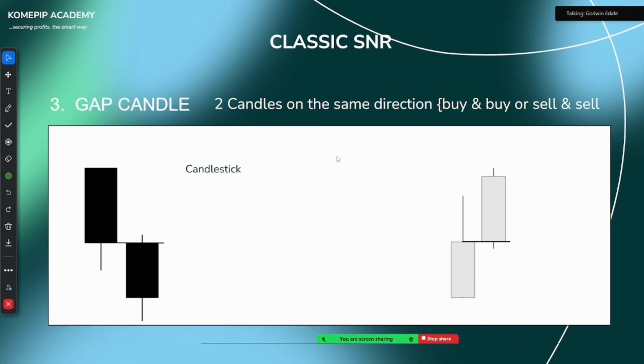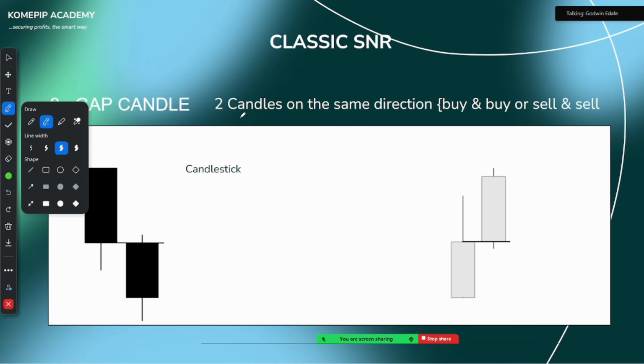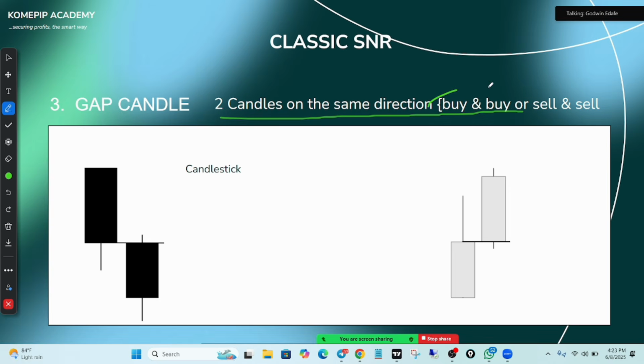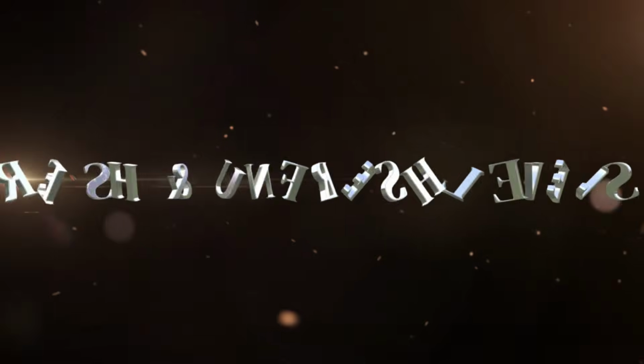Okay, so this is the third key level of the classic SNR. We have two candles in the same direction, buy and buy, or sell and sell. The difference between the closing price and the opening price is the gap. So that's where we mark as our key level. I hope it is clear. Is it clear? All right, so let's move on.